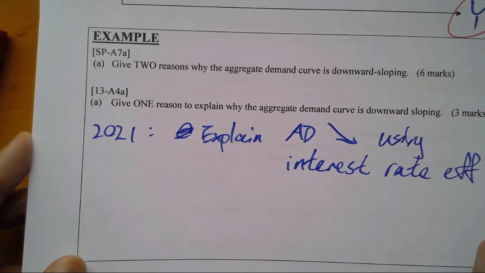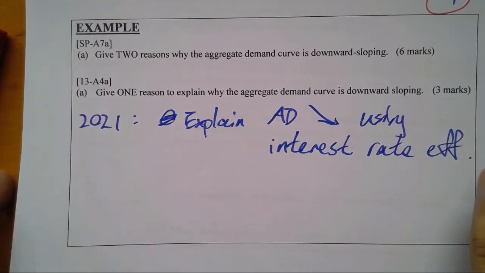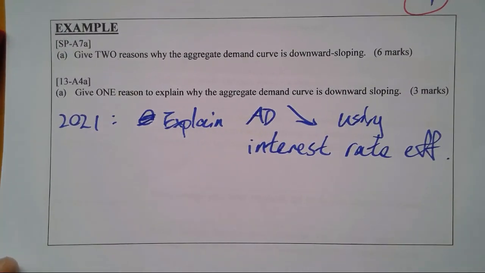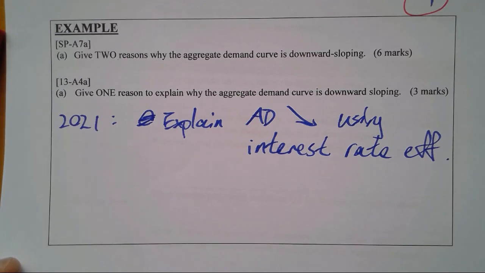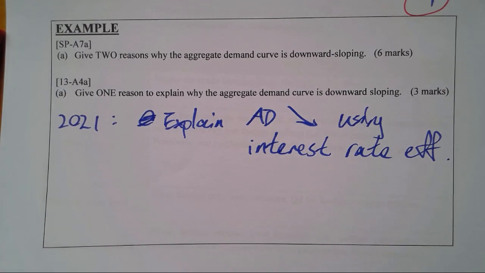Okay, so that would be our first video on the definitions and how come AD is downward sloping. Okay, so next one we are going to talk about factors affecting AD.